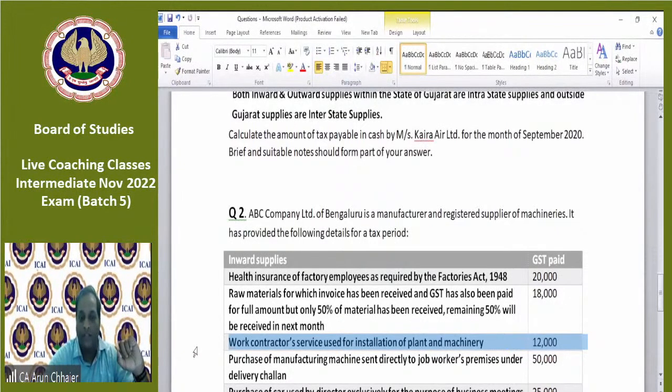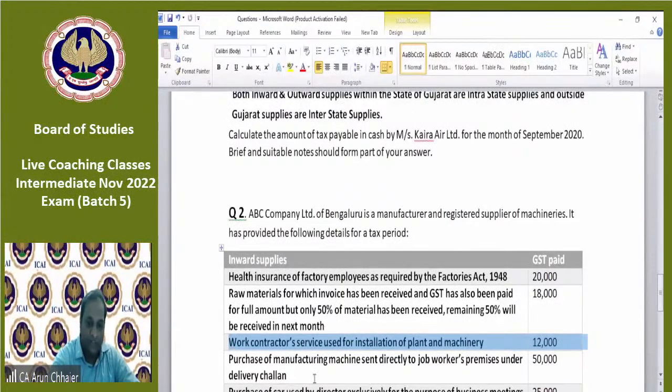ITC would be available because, see, normally if it is work contract service, ITC is blocked in section 17(5)(c). But when it is with respect to plant and machinery, ITC is not blocked because it is covered in the exclusion category. They are saying the work contract service for construction of immovable property other than plant and machinery. It means if the work contract service is for plant and machinery, it will not block. Therefore, ITC is available. Read the language of 17(5)(c), wherein in the bracket it is written other than plant and machinery.